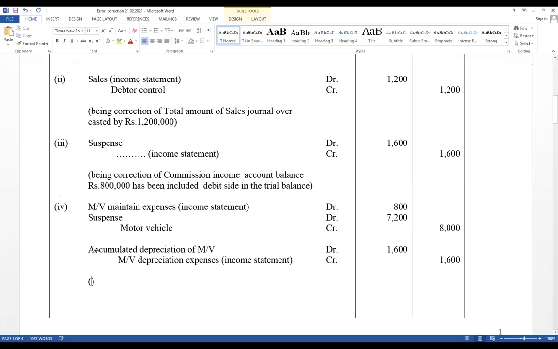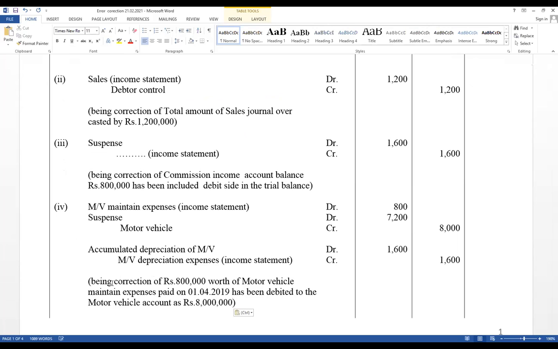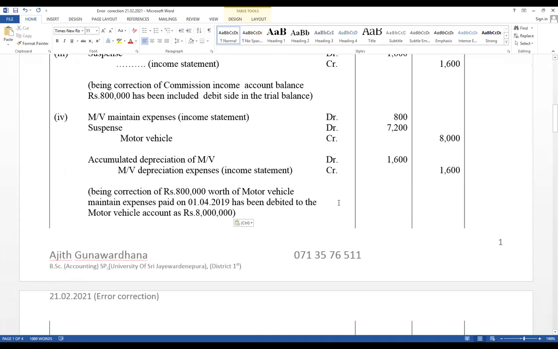One narration is enough. Being correction of motor vehicle maintenance expense: Rupees 8,000 motor vehicle maintenance expense paid on 1st April 19 has been debited to the motor vehicle account. Therefore, this is the narration.